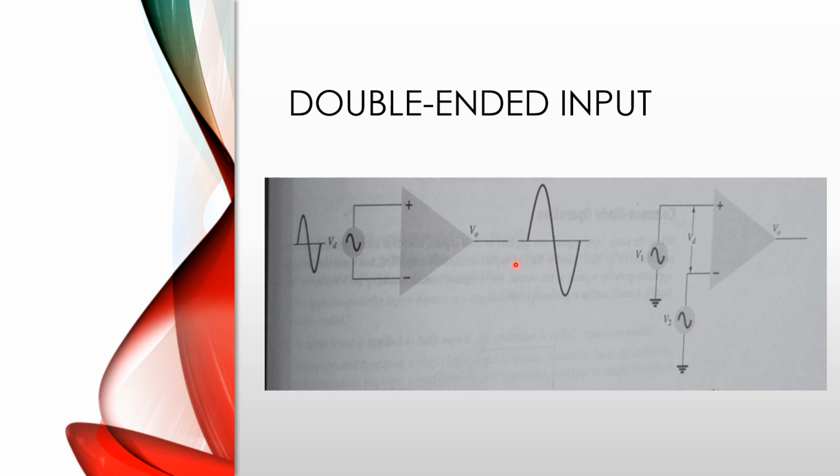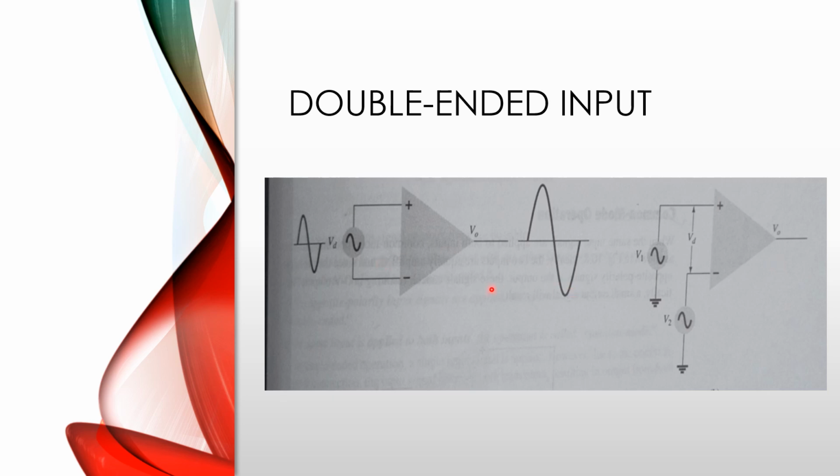The other type of double-ended input operation is when we apply individual input signal voltages to the non-inverting terminal and the inverting terminal. What will be the output? The output is the difference of the signals at the non-inverting input terminal and the inverting input terminal. That means V1 minus V2. The resultant output is V1 minus V2, that is, the difference of the signal voltages we applied at the input terminals.